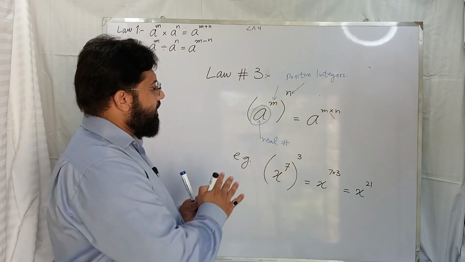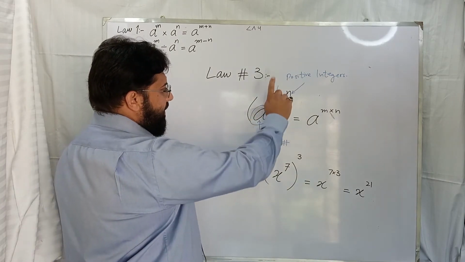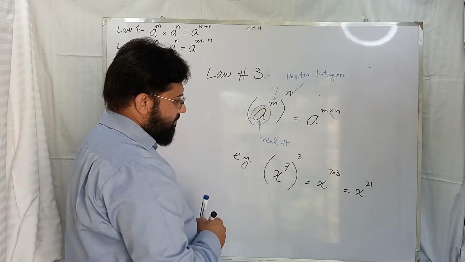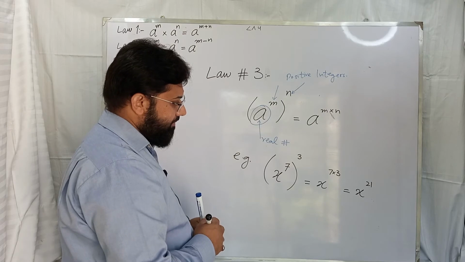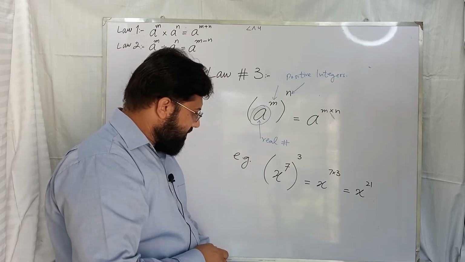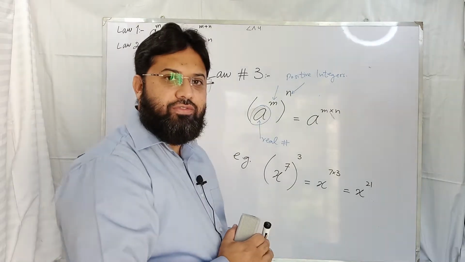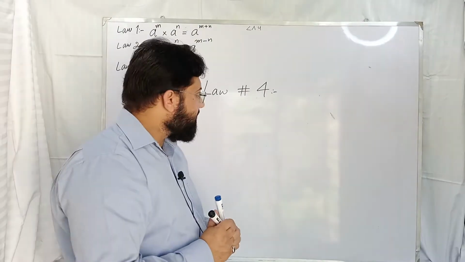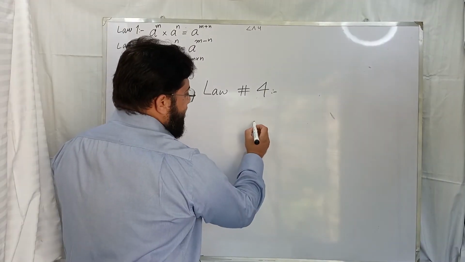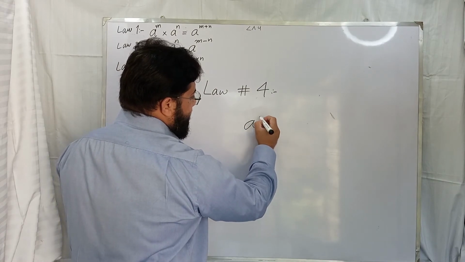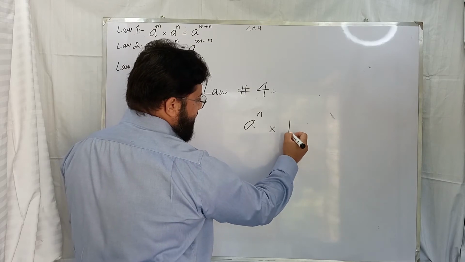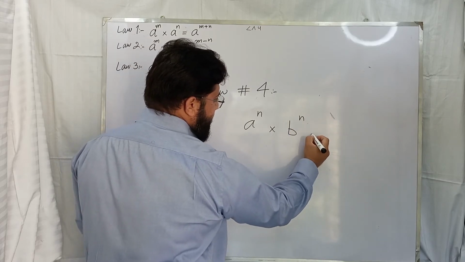Right? a to the power m whole power n. They are going to multiply each other. So powers are going to multiply. Next, we have law number 4. Law number 4 says, let's say we are having a to the power n multiplied by b to the power n.